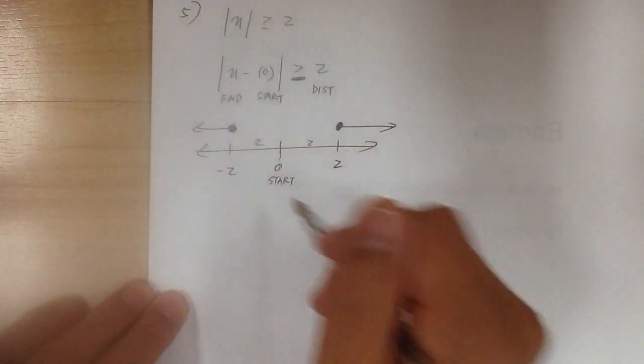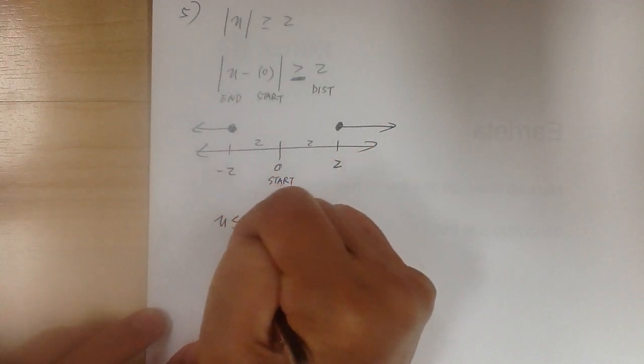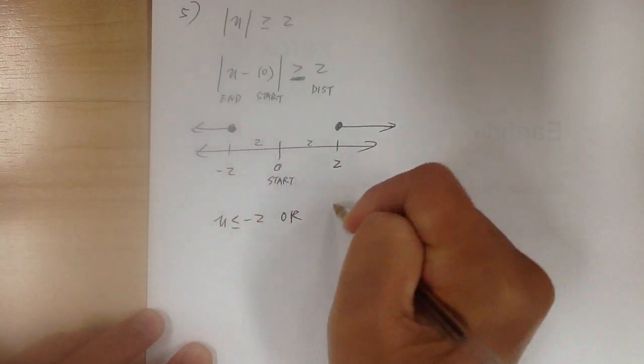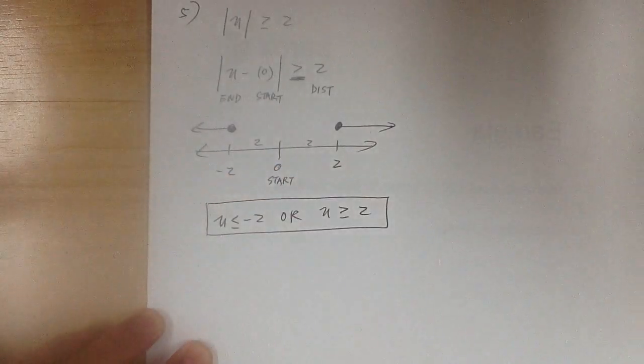So now here's your picture. Now you have to write your answer based on this picture. So you're going to get U is less than or equal to negative 2, or U is greater than or equal to 2. Okay, and that is your picture.